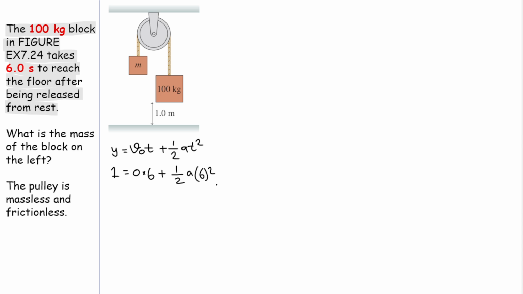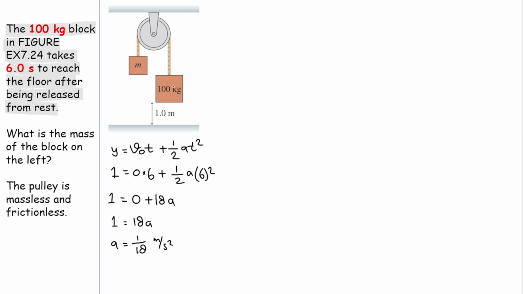And then squared. Right, and on the left hand side I will have 1, and on the right hand side I will have 0 plus 6 squared, that will be 36. 36 divided by 2, I will have 18. So 1 is equal to 18a, therefore a is 1/18. And the unit here will be meter per square second. Good. Okay, now let's see the first mass here.